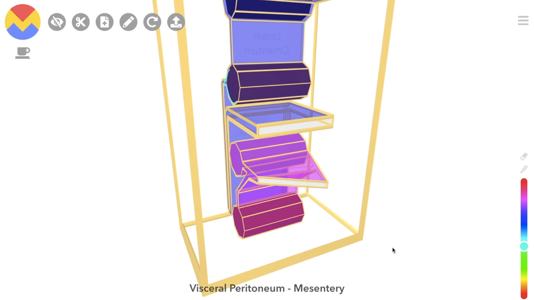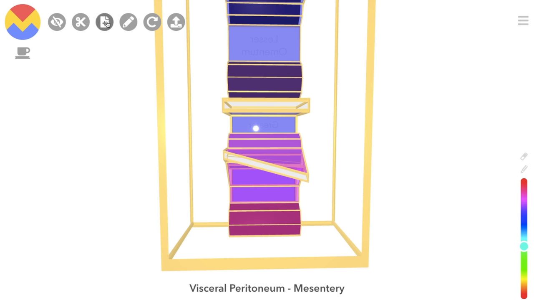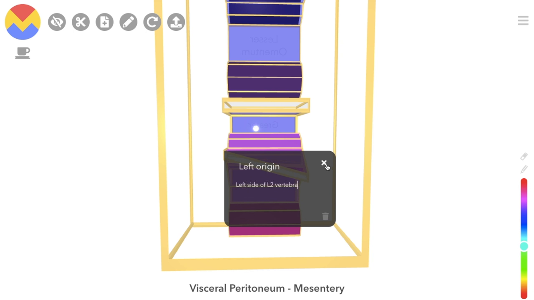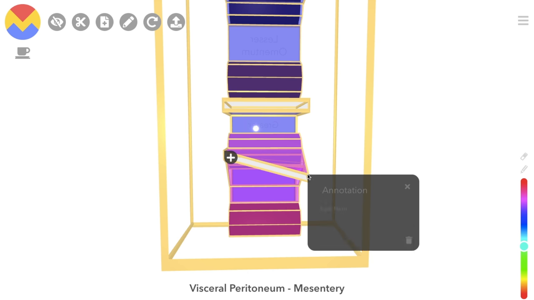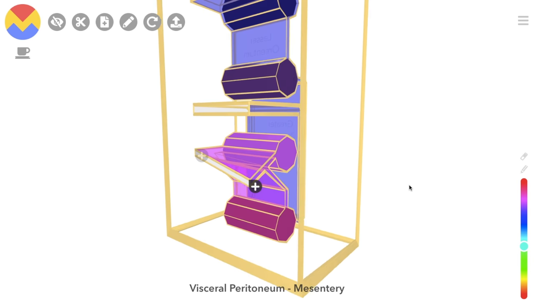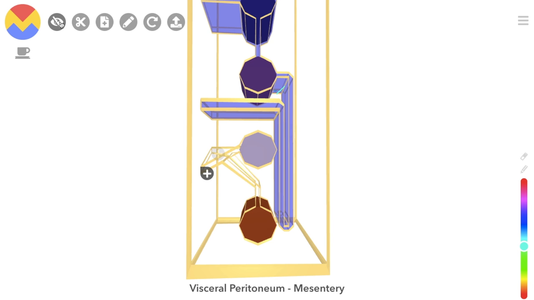The mesentery is more difficult to draw and visualize, but it is enough to know its origin from near the left side of the L2 vertebra to the right sacroiliac joint, and what it goes out to envelop, which is all of the small bowel, some of the large bowel too. It's a complex fan-shaped structure full of blood vessels, lymphatics, and nerves.